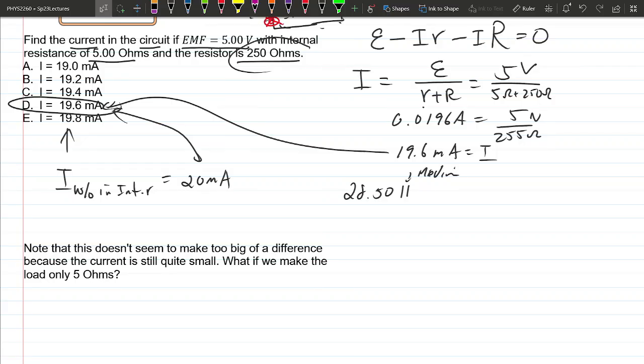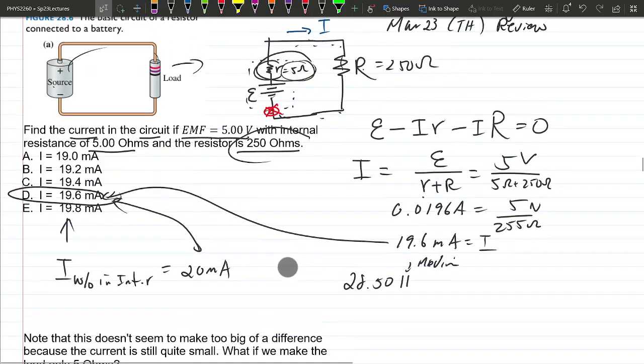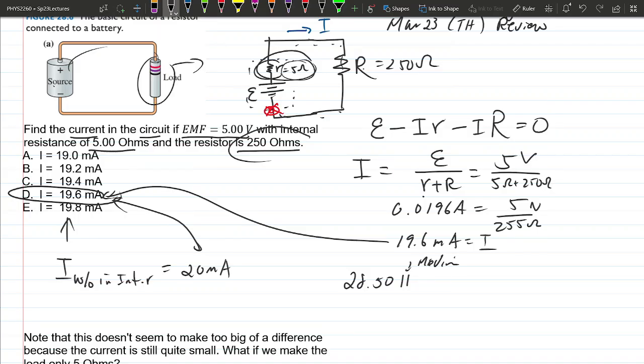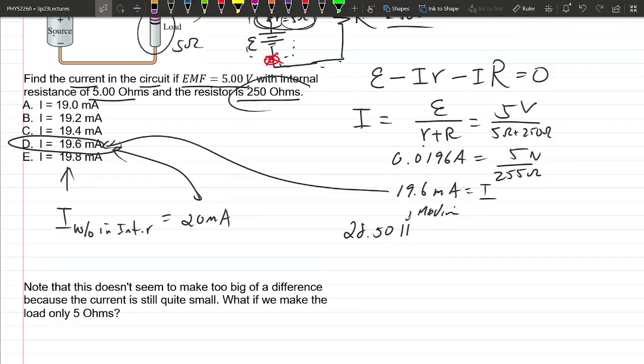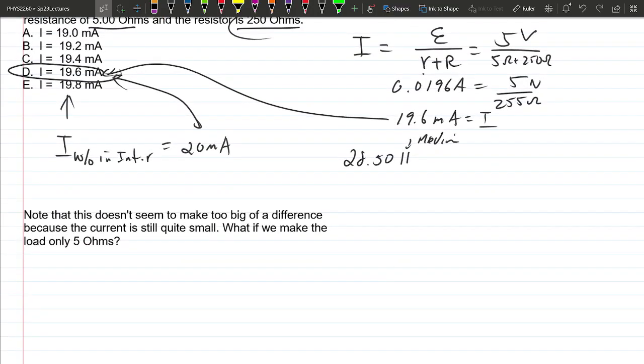Okay. But let's say you have the same battery, right? Now, instead of a 250 ohm load, let's say you have a 5 ohm load. You have like a motor or something that has a very low resistance to it. A lot of current goes through it, draws a lot of current, right? Let's say your starter motor on your car. Let's see what happens now if we reduce the load to only 5 ohms.